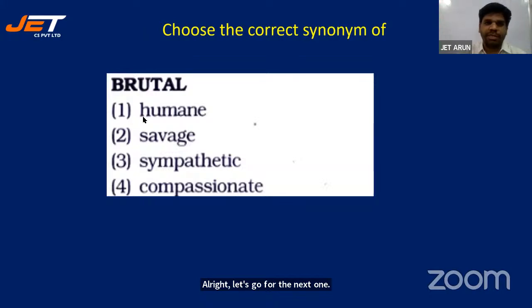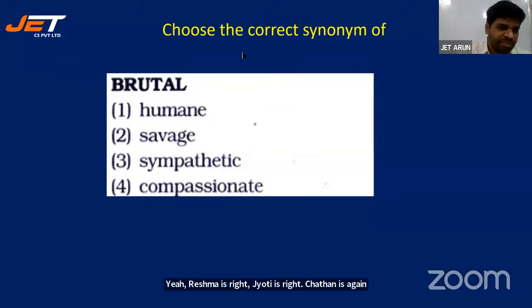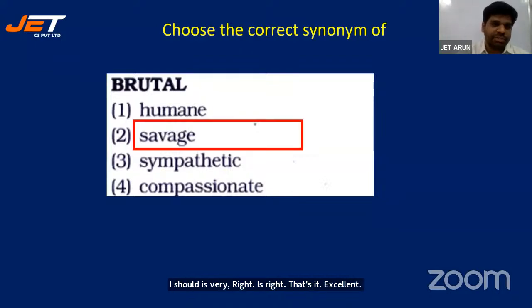Brutal. It doesn't mean humane, savage, sympathetic, compassionate. Brutal. What does brutal mean, students? Reshma is right, Jyoti is right, Chetan is again right, Mahesh is right, Rachna is right. Renuka is right. Ashwin is right. Saivardhan is right. Gayatri is right. Kumari is right. Excellent. The ones who have gone wrong, please correct yourself. It's 2 students, savage.